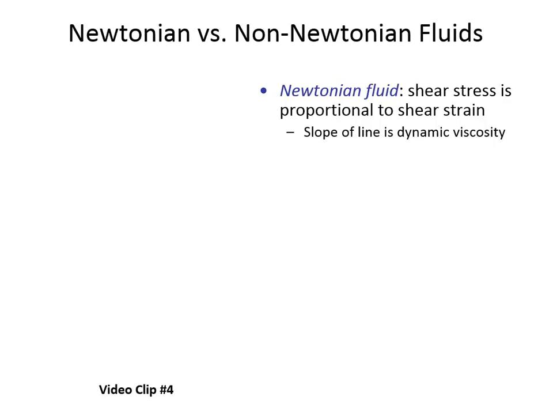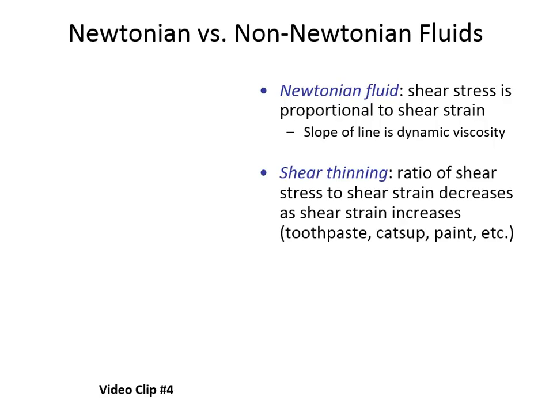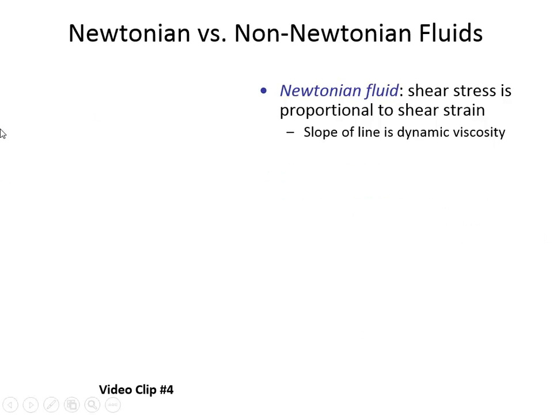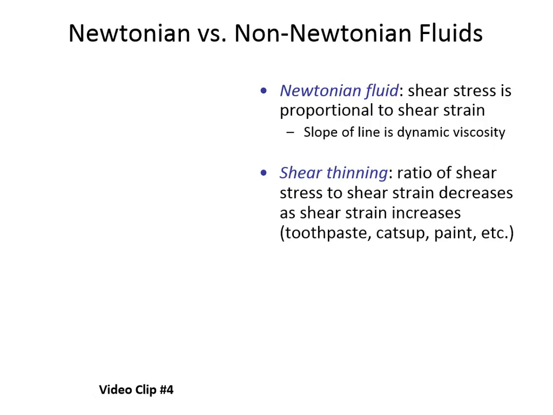Now, there are these really interesting fluids called non-Newtonian fluids. A Newtonian fluid is one where the relationship between shear stress and shear strain is not affected by the shear that's applied. A shear thinning fluid like toothpaste or ketchup, you may have noticed that if you have a glass bottle of ketchup, if you shake it, the ketchup is able to move out of the bottle more easily than if you're just holding it steady.